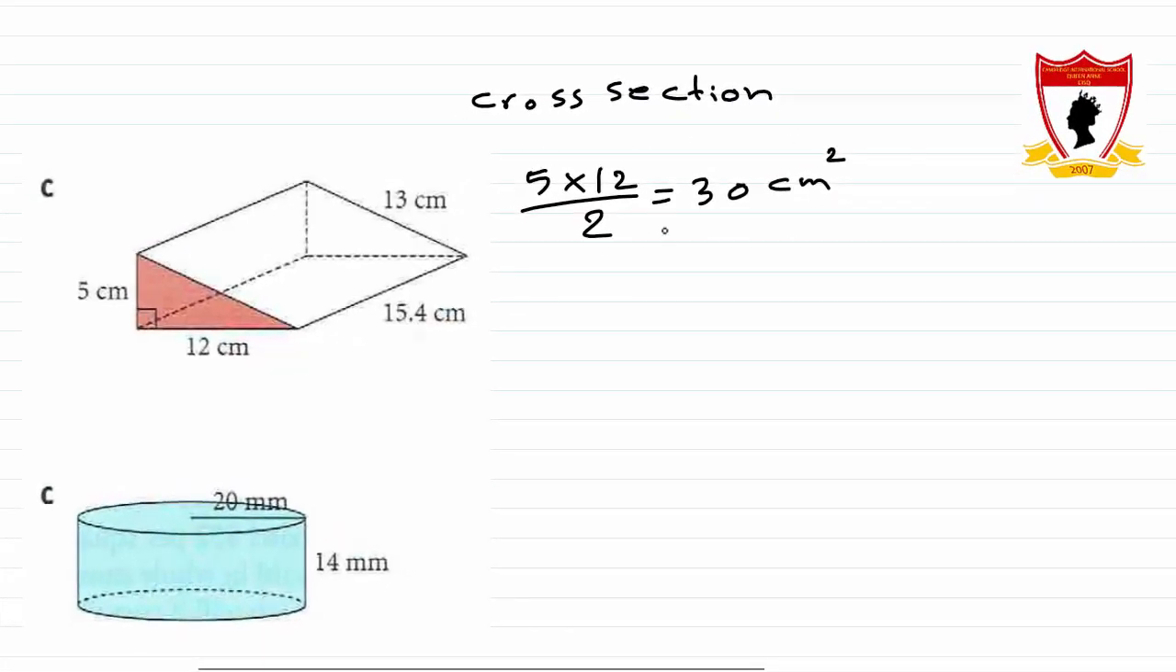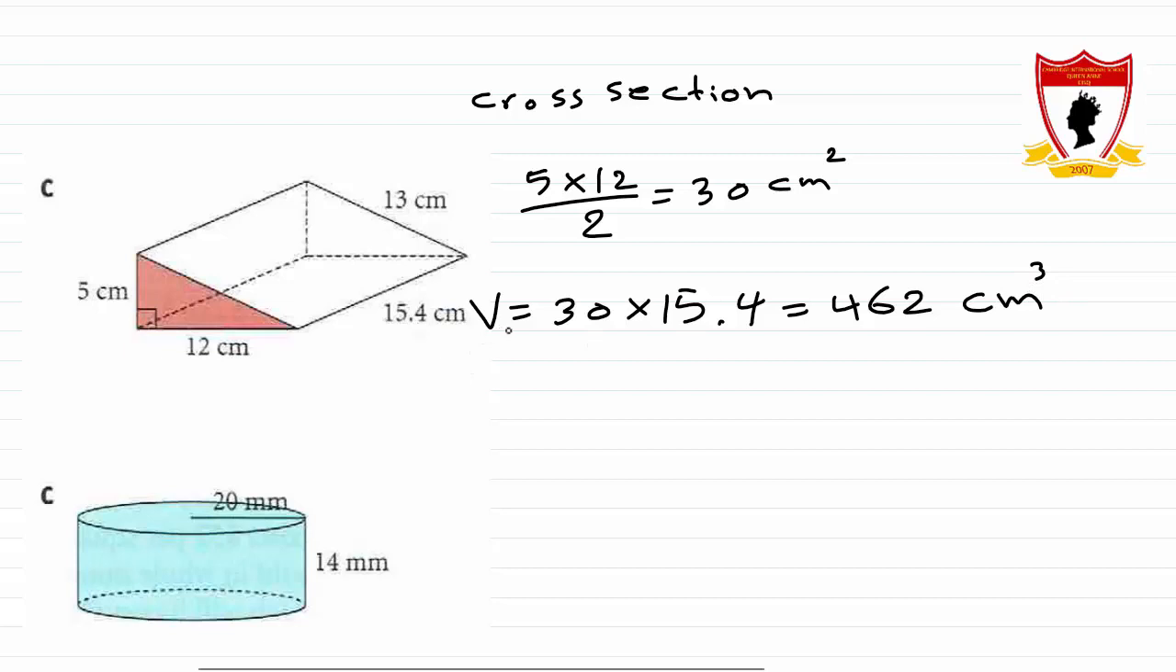Cross section is 30 times 15.4. Cross section area, which is 30, times the length gives the volume. V equals 30 times 15.4, which is equal to 462. They are all in centimeters, so this one will be centimeter cube because it's volume.